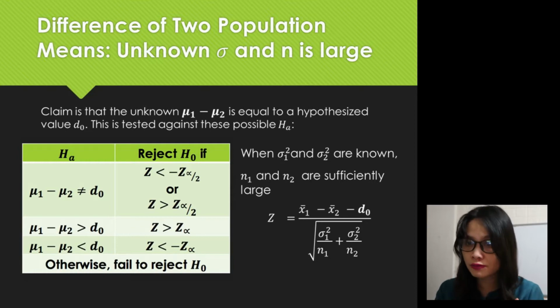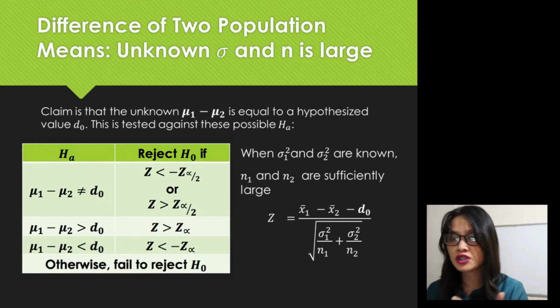Again, if your alternative hypothesis is categorized by the following, mu1 minus mu2 is not equal to D sub O, reject H0 if your Z value is less than negative Z alpha over 2, or Z value is greater than Z alpha over 2.